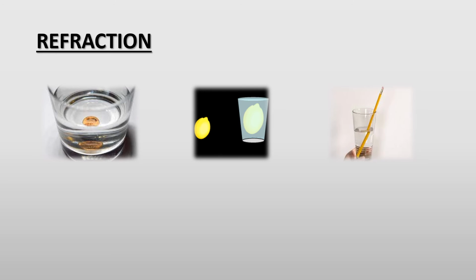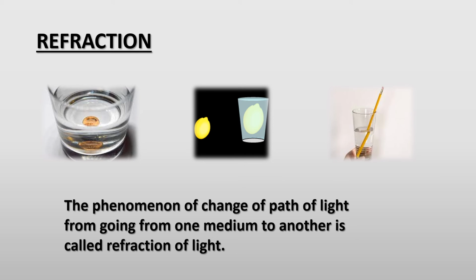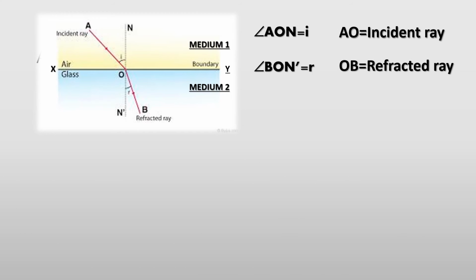For example, the apparent bending of a pencil at the interface of air and water shows that light reaching us from the portion of the pencil inside the water is in a different direction than the light reaching us from the portion of the pencil above water. That is, when light enters from air medium to water medium, it changes its direction. So, the phenomenon of change of path of light when going from one medium to another is called refraction of light. Refraction occurs right at the boundary of two media.